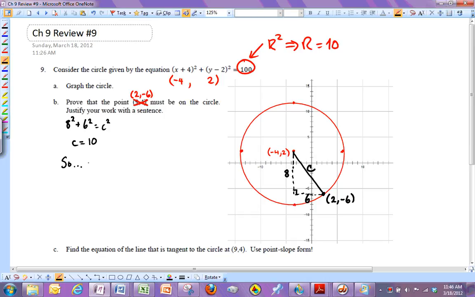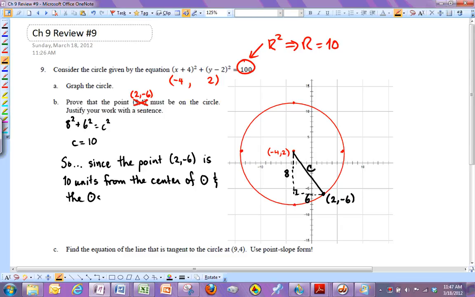So, since the point 2, -6 is 10 units from the center of the circle, and the circle's radius equals 10, the point 2, -6 must be on the circle.